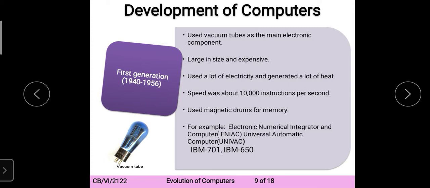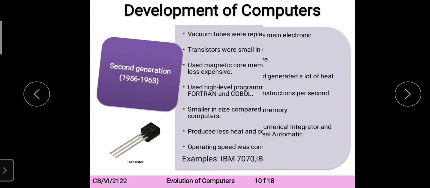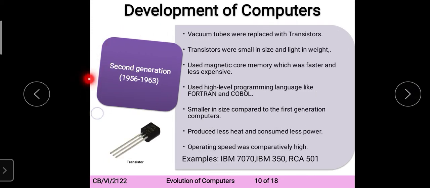This is the first generation of computer. Now it's time for the second generation. The second generation was invented in 1956 to 1963, and it used the transistor.